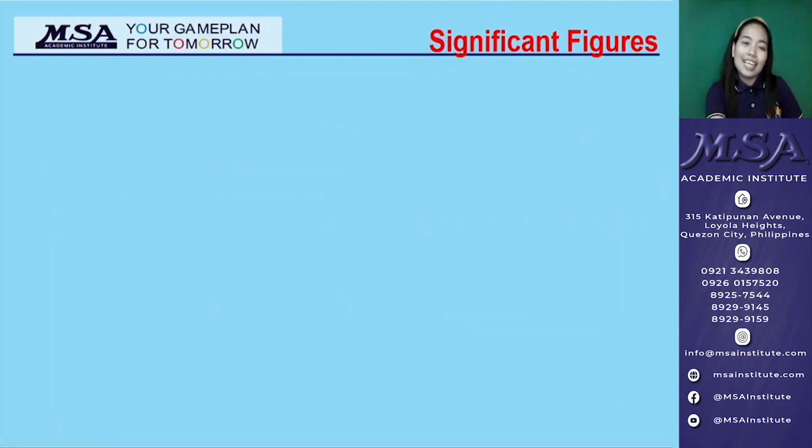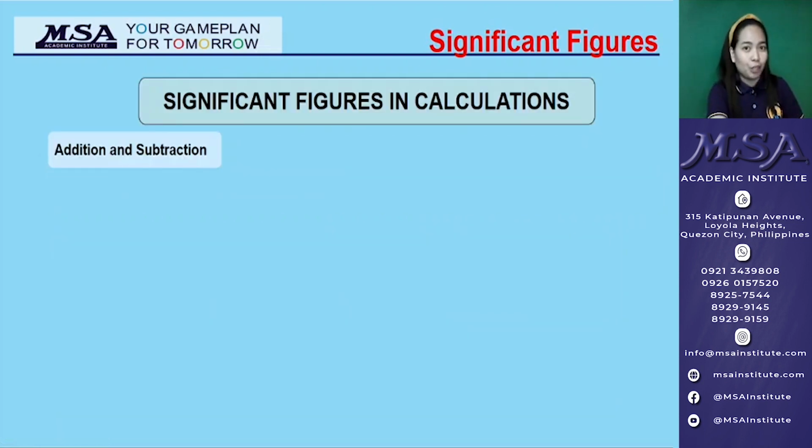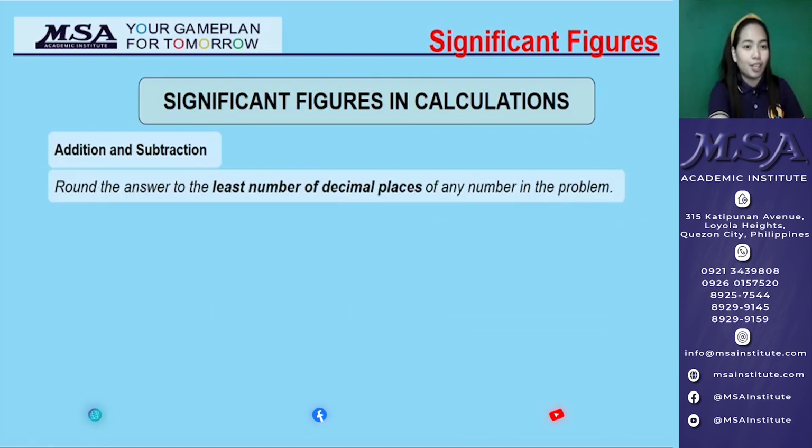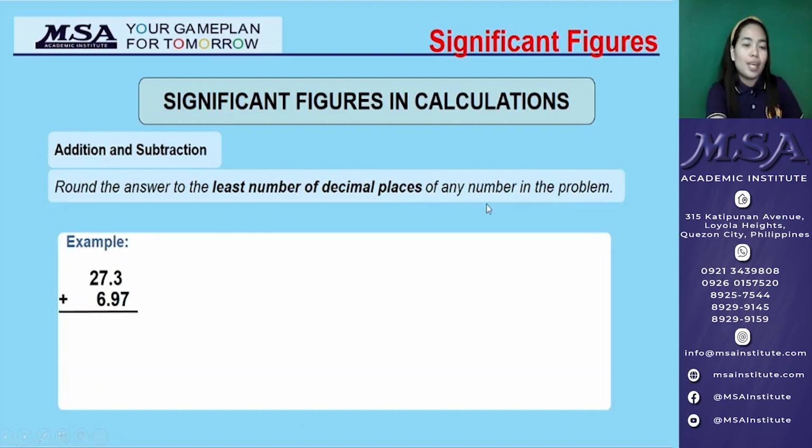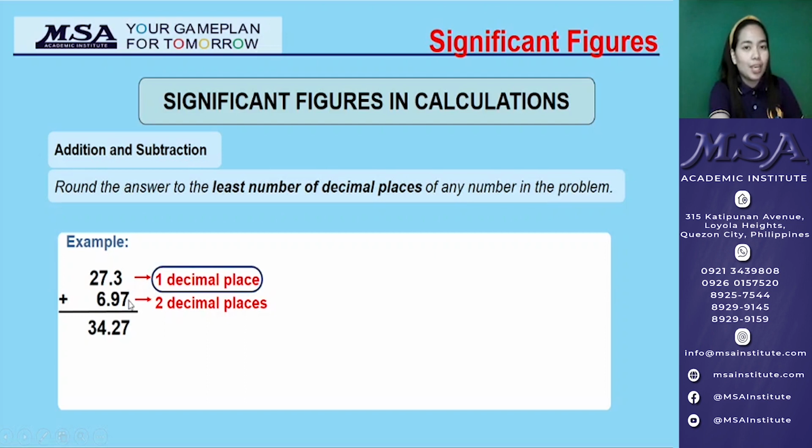Okay, next, we have addition and subtraction. It will be different for addition and subtraction. Remember that we round the answer to the least number of decimal places of any number in the problem. For example, we have 27.3 plus 6.97. Since this one has one decimal place and this one has two decimal places, the final answer should be addressed in one decimal place only. So in this case, we will take into consideration the first decimal place, and this is where we round up. Since this one is 7, we will round this one up to 3. So the answer here will be 34.3.